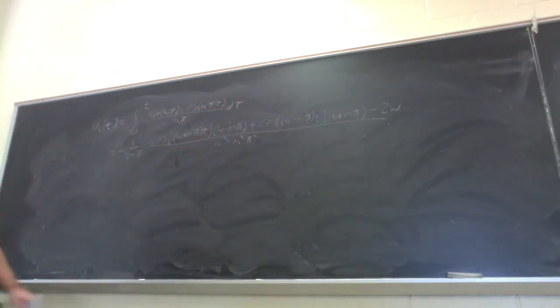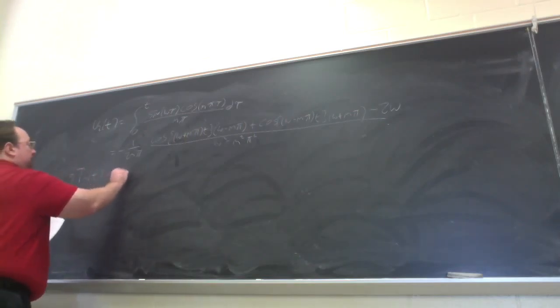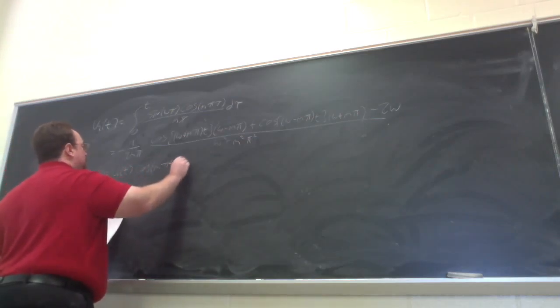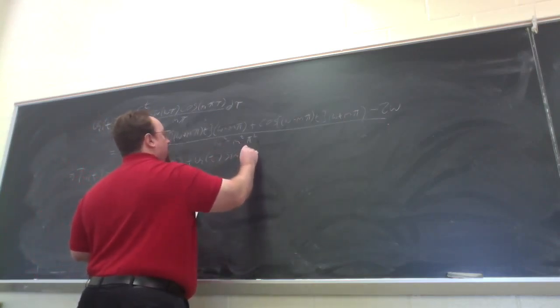Okay. All right. So now we can form our solution. So T m of t is u1 of t cosine m pi t plus u2 of t sine m pi t.